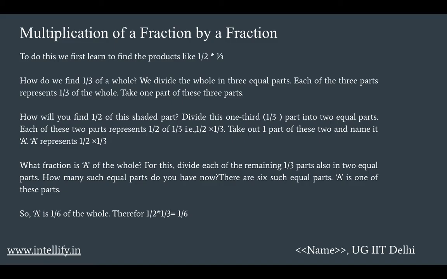When we do this, we are taking half of 1 by 3, and that is exactly what we need, because multiplication is an operator which is similar to "of" in fractions. So when we say half of 1 by 3, we actually mean half into 1 by 3. How much is this now? We had 1 by 3, and when we shade half of it, we get 1 by 6. So when we multiply a fraction by a fraction, we multiply the numerator with the numerator and the denominator with the denominator.